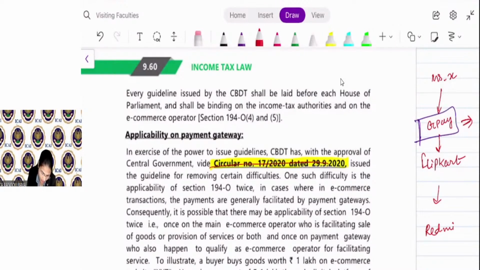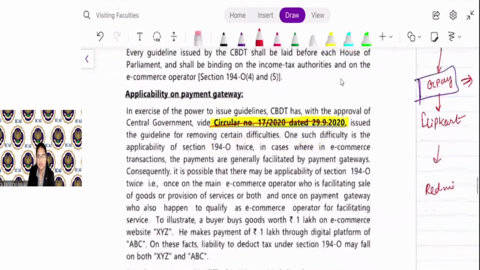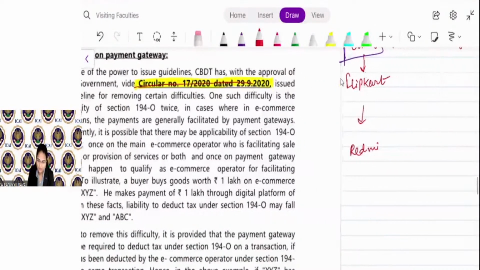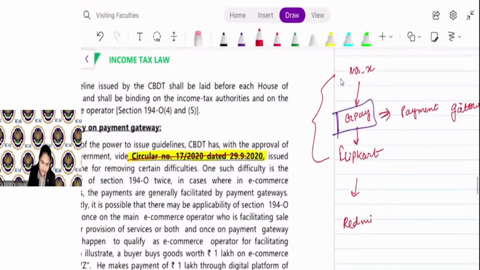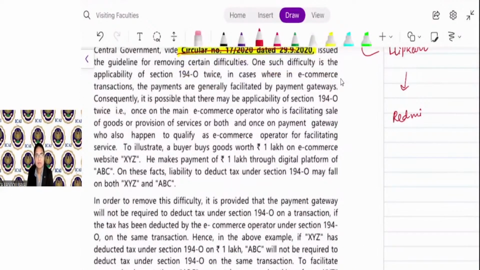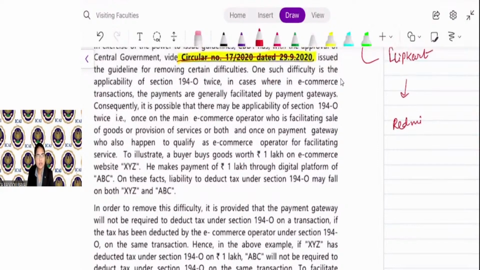See, in exercise of power to issue guidelines, CBDT has, with the approval of the central government, by circular number 17 of 2020 dated 29 November 2020, issued the guideline for removing certain difficulties. One of such difficulties is the applicability of 194O twice in cases where e-commerce transaction payments are generally facilitated by a payment gateway. So here double taxation, double deduction arises. So for that, the CBDT has issued a circular on one such difficulty.